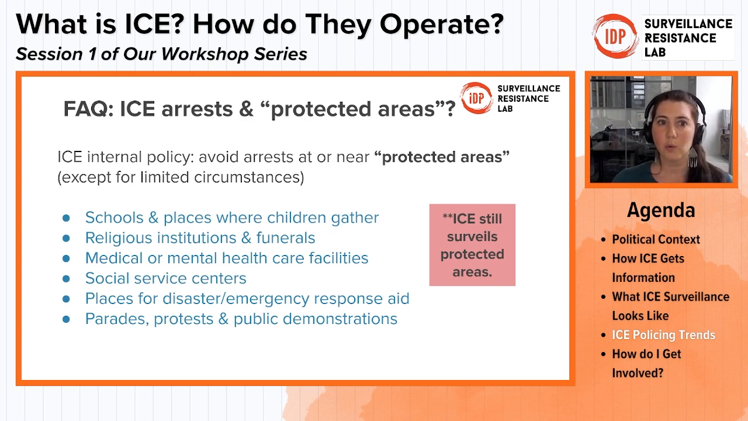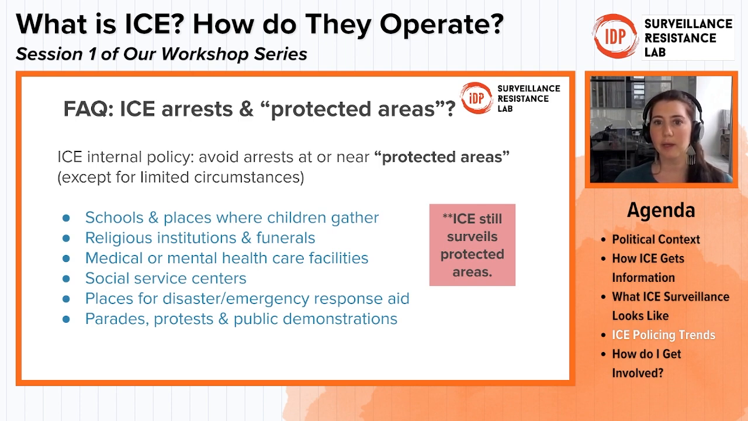The second FAQ we included are questions that we get about whether or not any locations are off limits for ICE to make arrests. There is an ICE internal policy around protected areas, and Gabby's gonna put the link to the actual memo in the chat. But this policy instructs ICE agents to avoid arrests at or near some so-called protected areas, except for in limited circumstances. The list of areas covered includes schools, places where children gather, religious institutions and funerals, medical or mental health care facilities, social service centers, places for disaster and emergency response aid, parades, protests, and public demonstrations. We want to share this information so that people know that there's a low likelihood that an ICE arrest would happen at or near these protected areas.